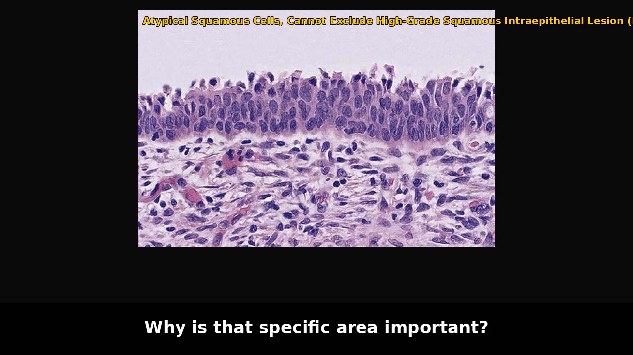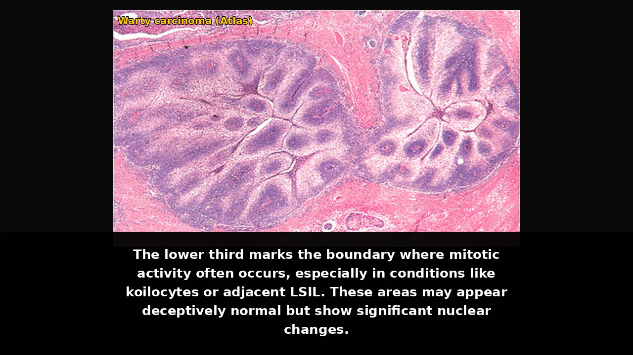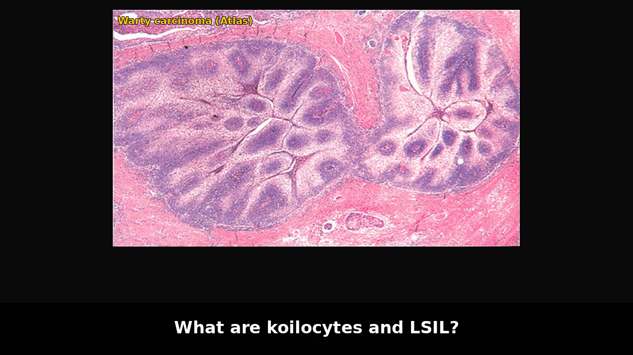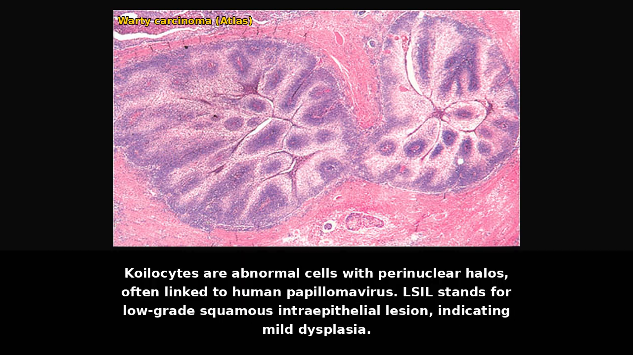Why is that specific area important? The lower third marks the boundary where mitotic activity often occurs, especially in conditions like coilocytes or adjacent LSIL. These areas may appear deceptively normal, but show significant nuclear changes. What are coilocytes and LSIL? Coilocytes are abnormal cells with perinuclear halos, often linked to human papillomavirus.